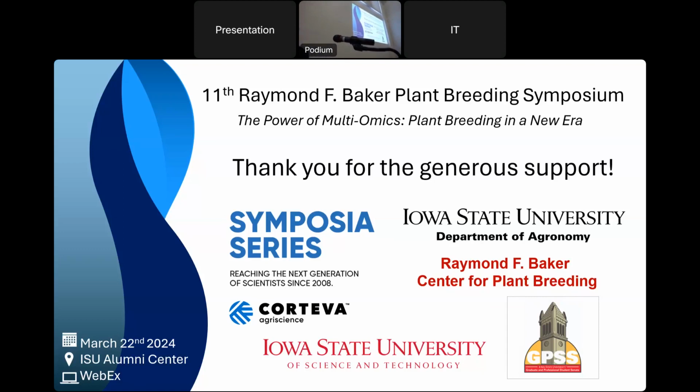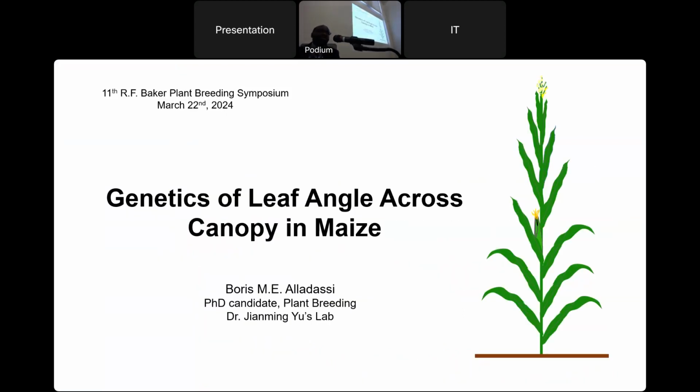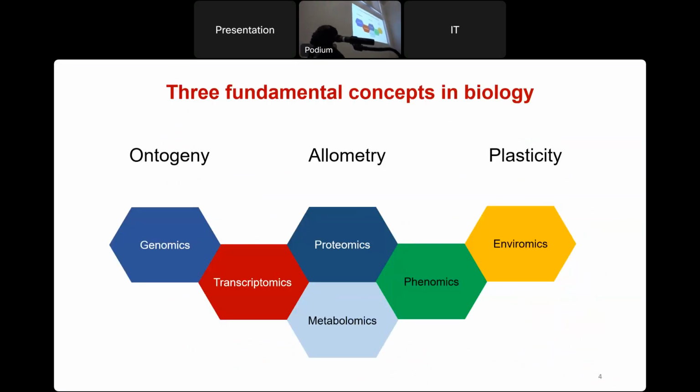to present my research. And this morning, I will be talking about the genetics of leaf angle. So I would like to start with three fundamental concepts in plant biology. On the left, we have ontogeny that deals with the development of the organism from its conception through adulthood. In the middle, we have allometry that deals with the differential growth of different parts of the organism throughout development. And finally, we have plasticity that deals with the changes in the phenotype of the organism across environments.